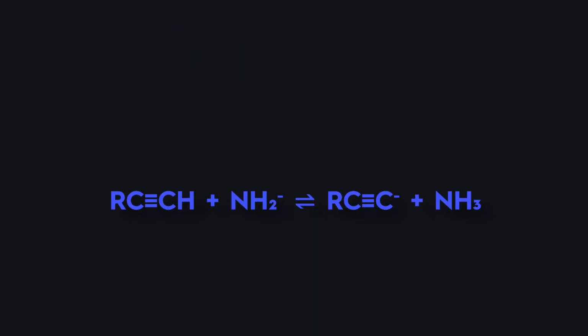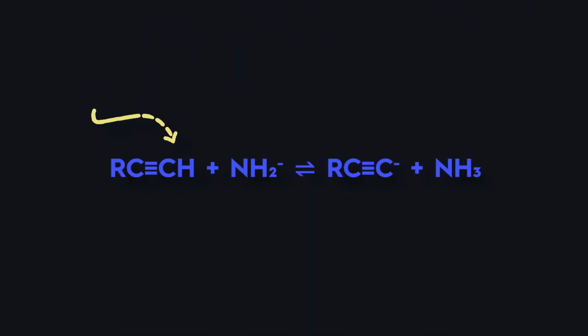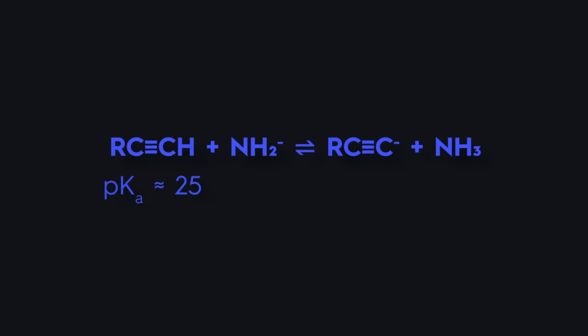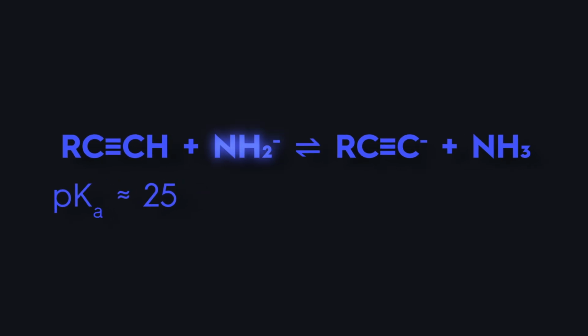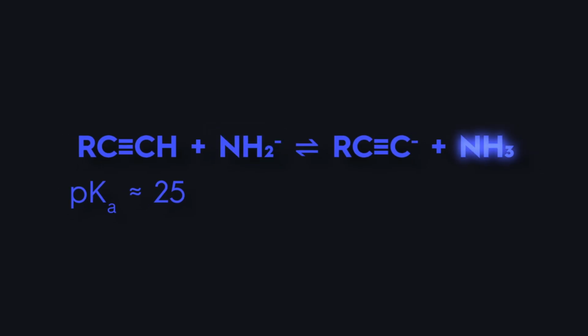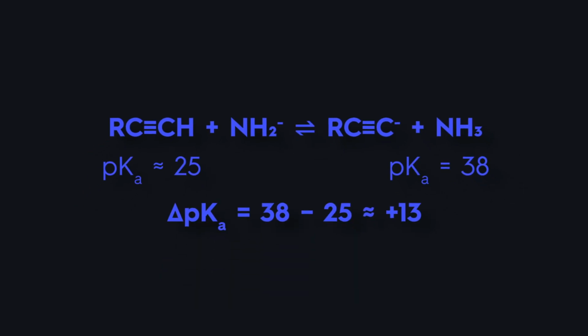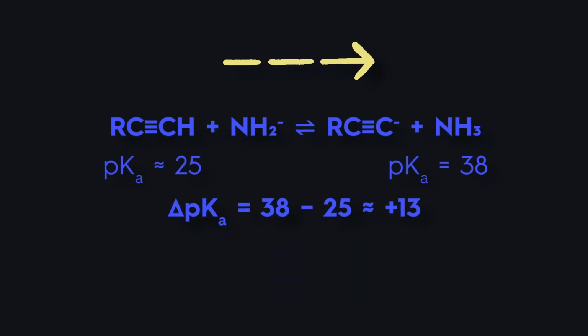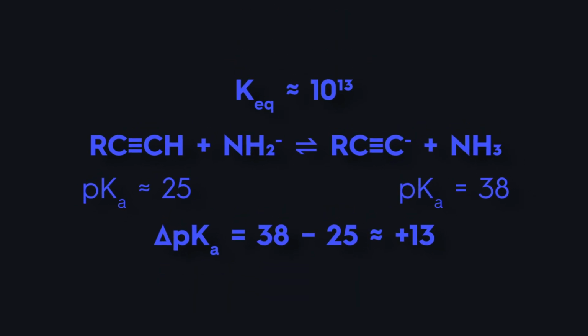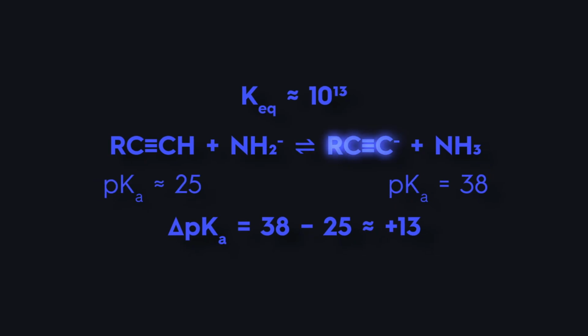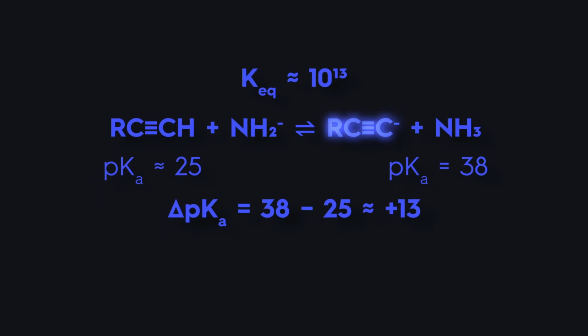Next, let's look at terminal alkynes. Their CH bond has a relatively high pKa, so they're only weakly acidic compared to most familiar acids. But if we use amide, NH2-, the conjugate acid that forms is ammonia, NH3, with a pKa of 38. That makes ΔpKa about 13, so the equilibrium constant around 10 to the 13th. The acetylide ion forms strongly, but not every base wins.